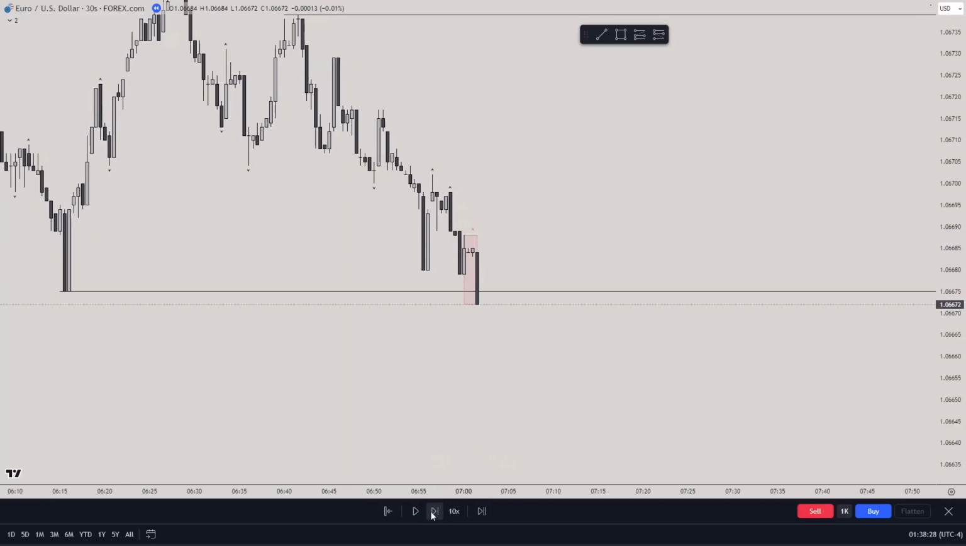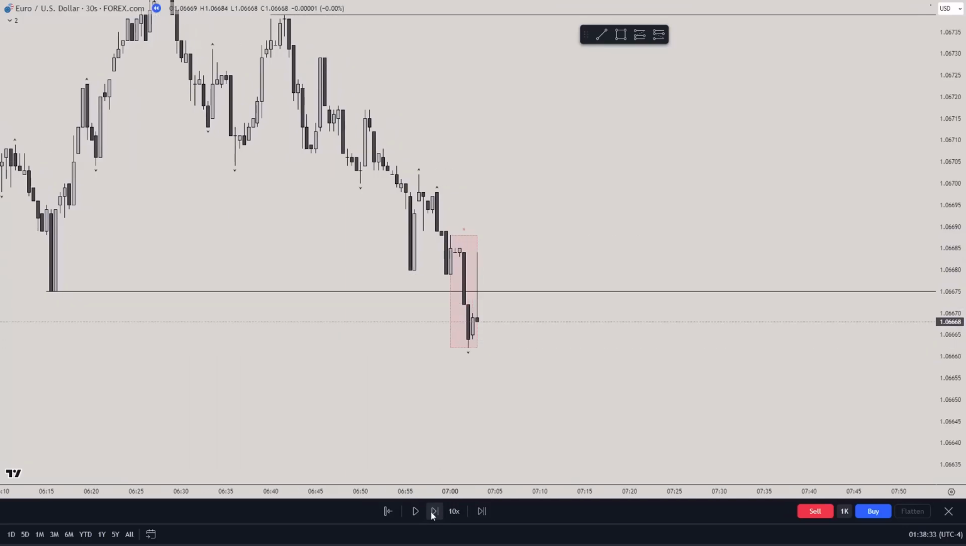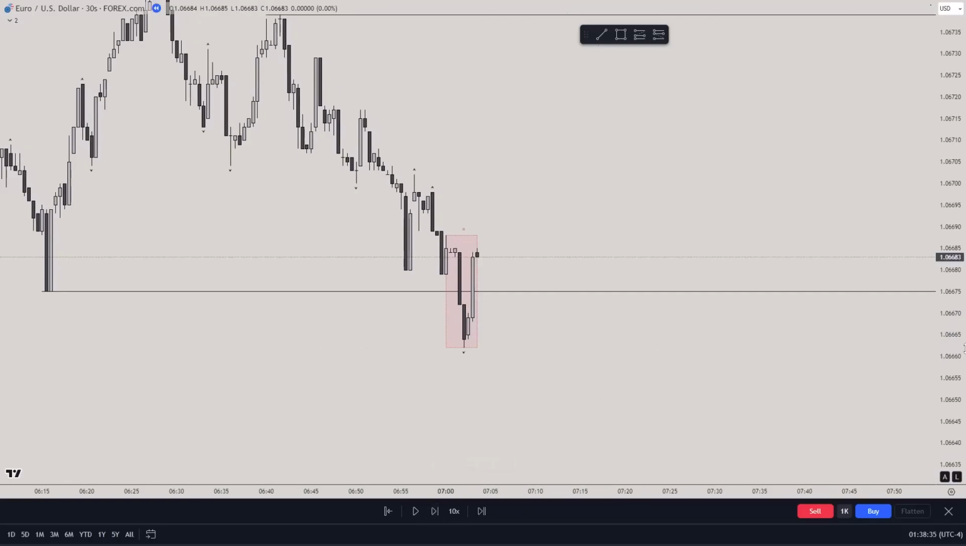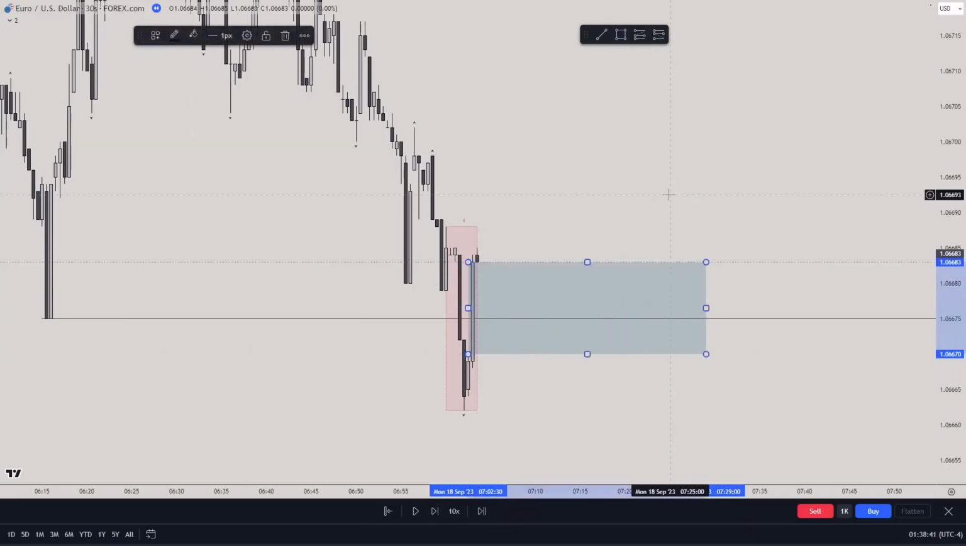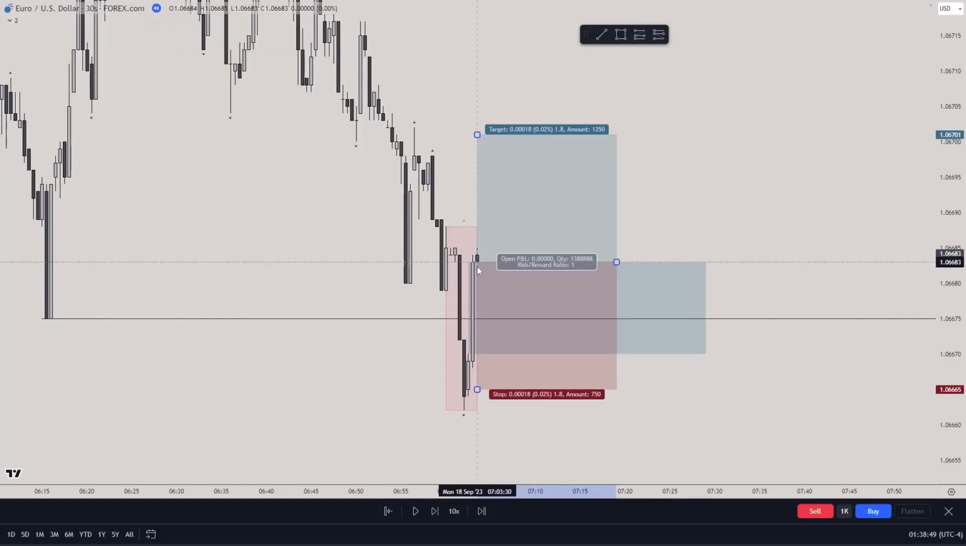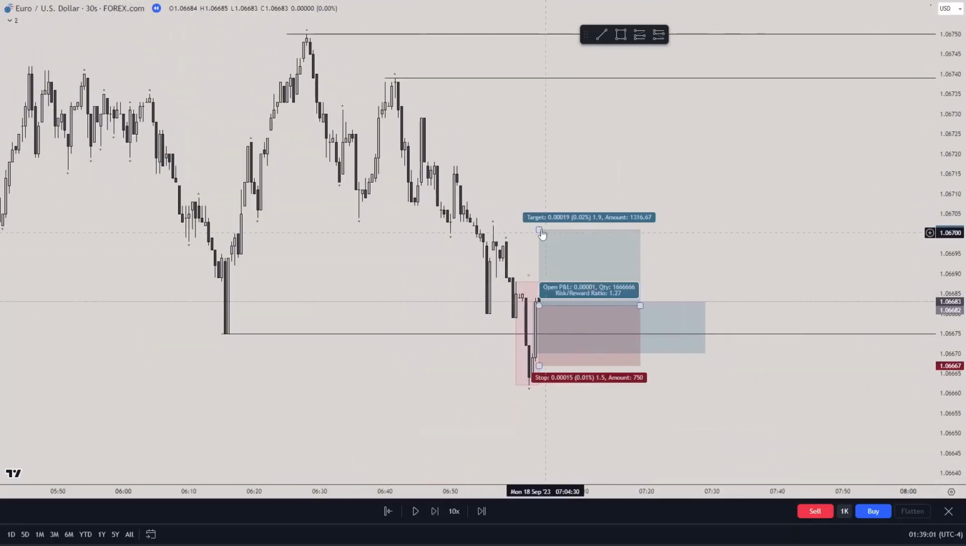Now New York starts, price takes this liquidity level, goes lower. It looks like a big candle and then a fair value gap. So we have a fair value gap here. This is a fair value gap, a very big one. Let's say I enter at the high of the fair value gap, just slightly below, and because this is a very big candle, the stop loss is going to be just below the low of the fair value gap candle, and then I'm going to target 2.5.